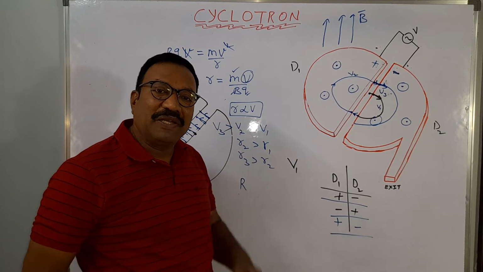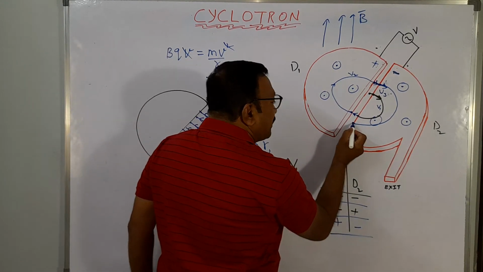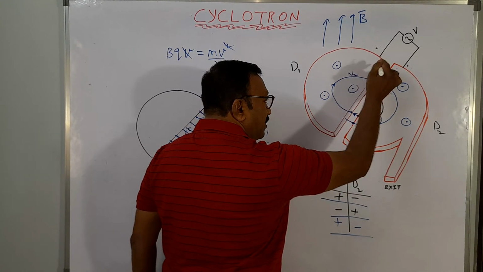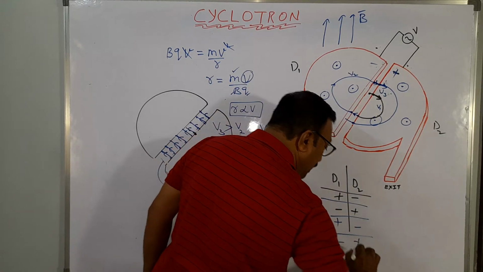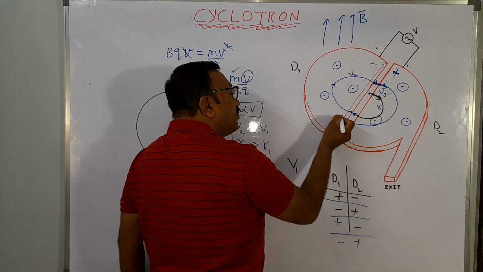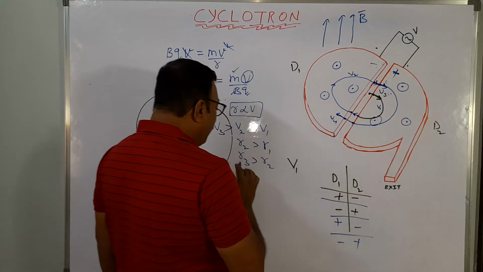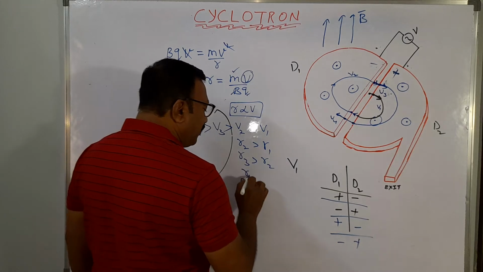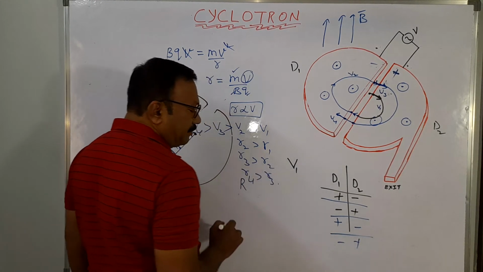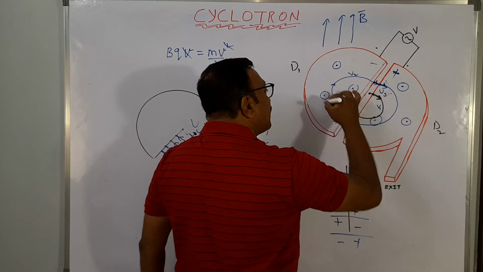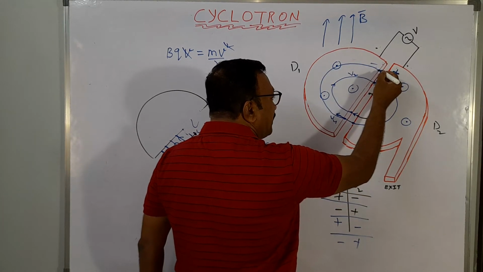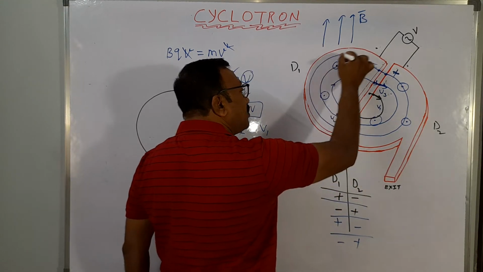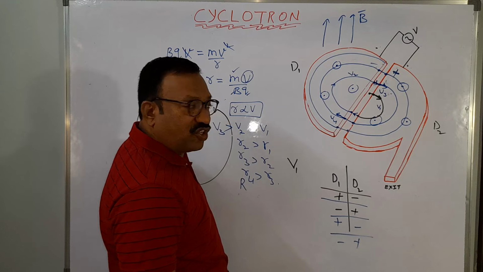So this process will continue. Again it will be accelerated. Now the velocity changes from v3 to v4 here. Again the polarity will change, this to minus and this to plus. Now again it enters with a velocity v4, right? Again v4 will be greater than v3, therefore r4 will be greater than r3. So it moves with a greater radius here. So again it is accelerated here, again it moves like this, again it is accelerated here, again it moves. Constantly the polarity will be changing there also.